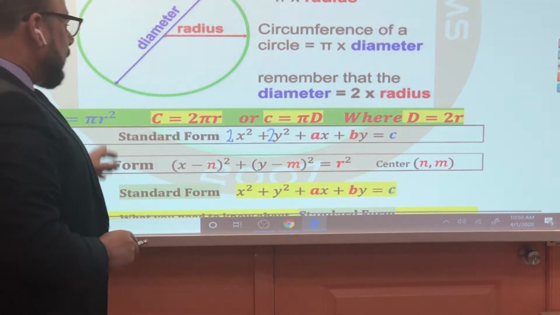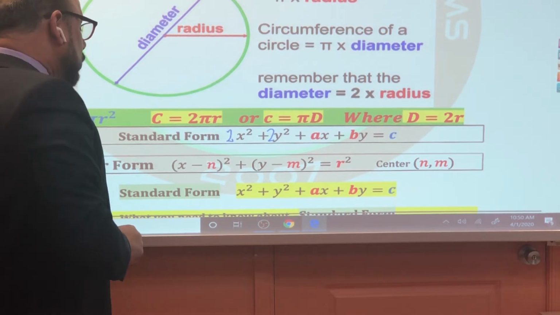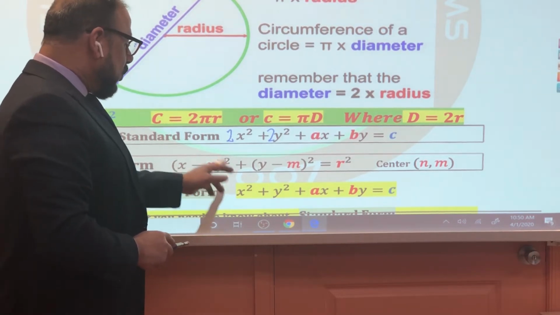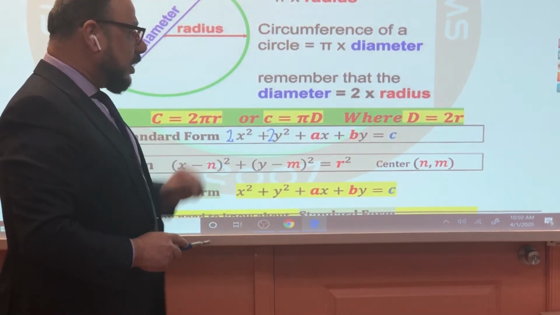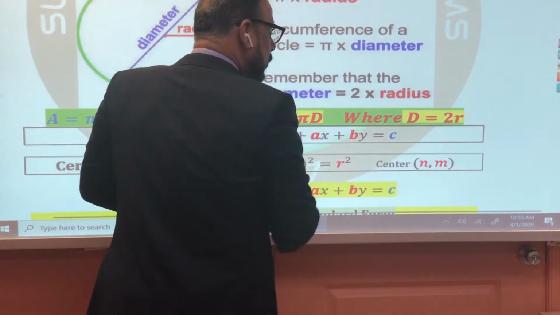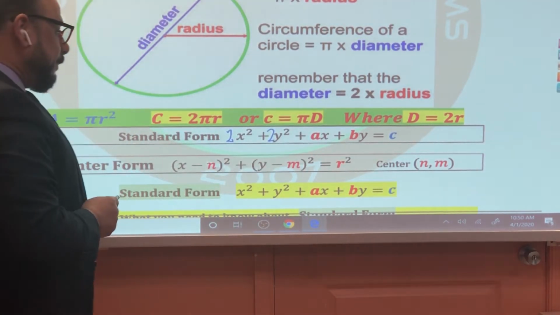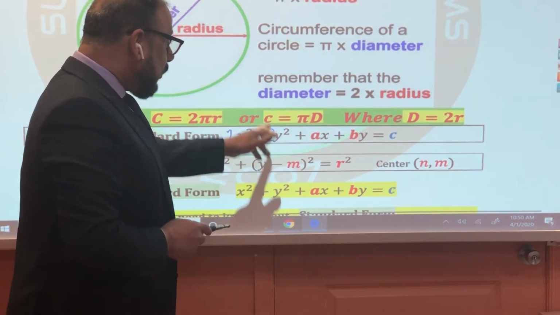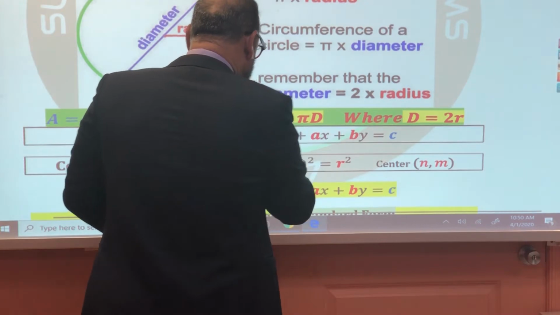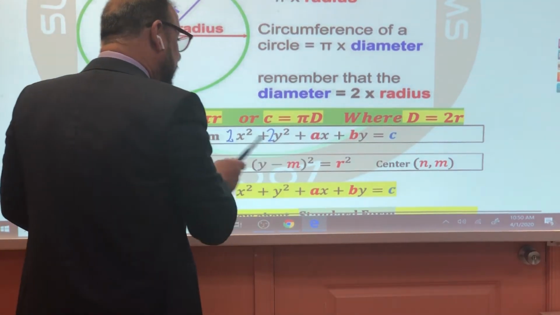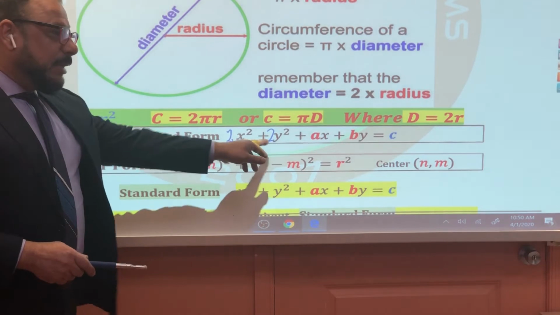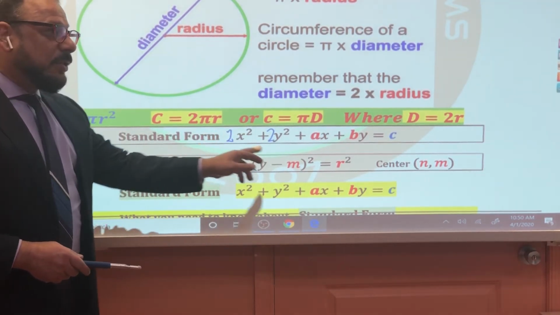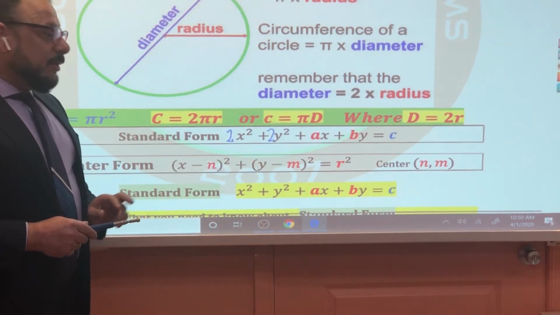The second thing, sometimes they will ask you to write the center form, which comes in the form (x minus n) squared plus (y minus m) squared equals r squared. Here, n and m is your center, and r is your radius. If you have 2 or 4, you have to divide the whole equation by the number that comes with x squared and y squared. Always you have to have the same number. If you have a number different than one, divide the whole equation by that number.